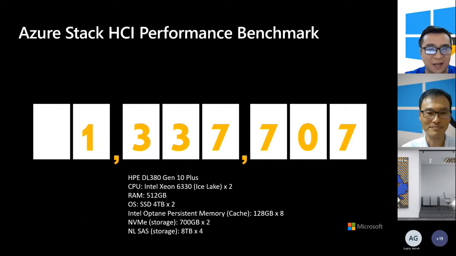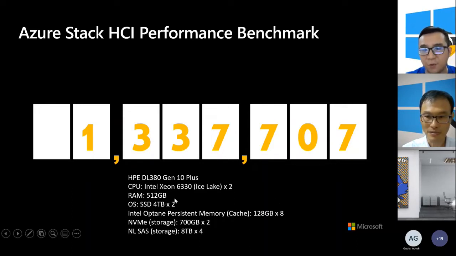So this in fact is the IOPS result we get from the test with these two nodes, HPE DL380 Gen10 Plus. We are using the Intel Xeon 6330 Ice Lake processor. It's a two-piece processor in one node server. So in total, in the two nodes, we have 4 pieces of this CPU, and this is a 3rd generation Intel Xeon CPU. And we have 512 GB RAM, and then the OS.